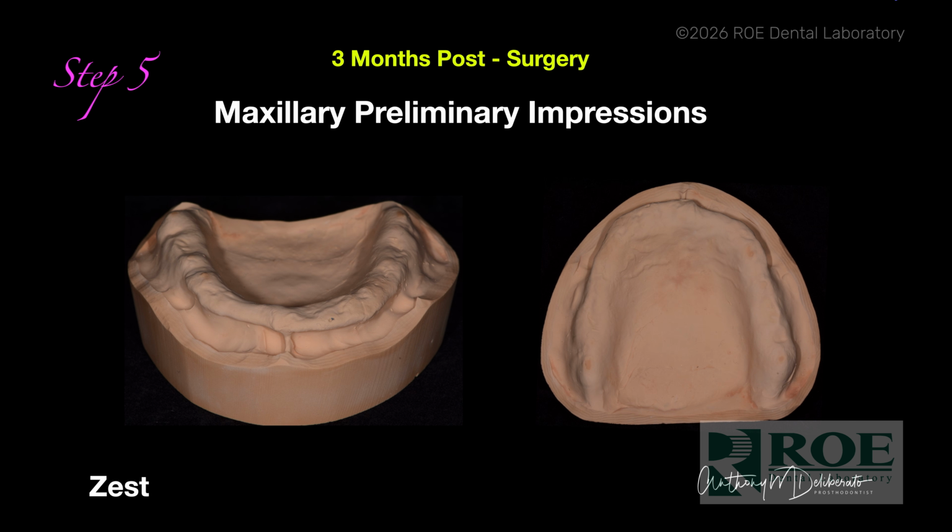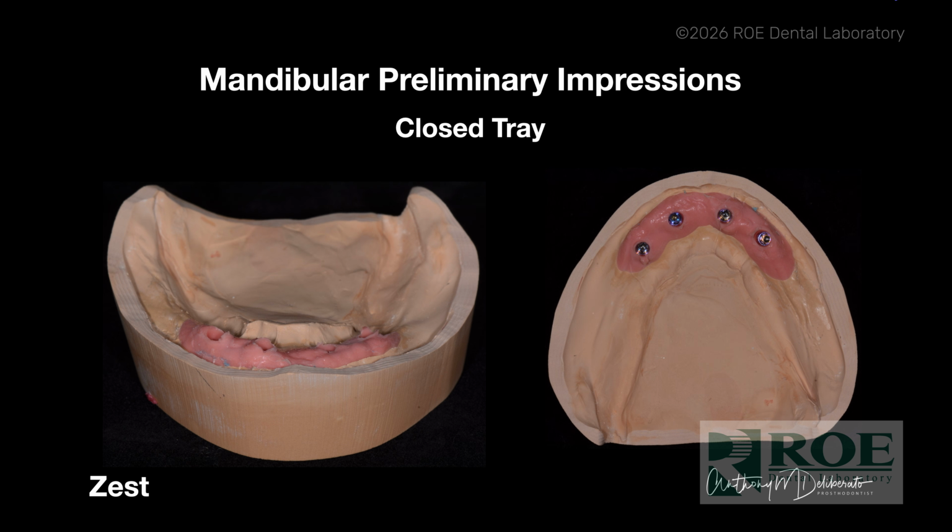So now we do our border molding, take our final impressions, and here's our maxillary final cast, because we're going to make her a new denture so that she has something really nice against her LOCATOR Fixed while those upper implants are healing. And we also take a mandibular preliminary impression using a closed tray technique.